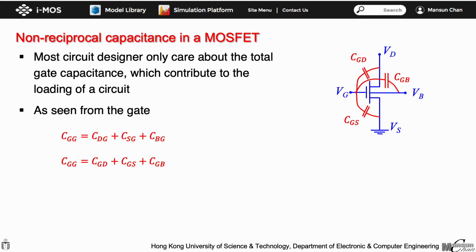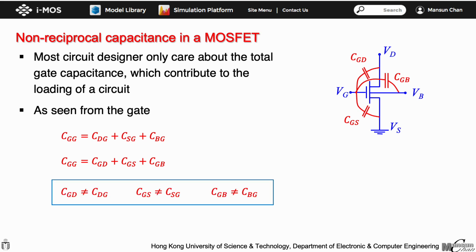Therefore, the total capacitance at the gate can be represented by the sum of three individual capacitors under the following two cases. The first one indicates the change of the gate charge with respect to the change of the other three terminals. The second one indicates the amount of charge change at the three terminals due to the change of the gate voltage. However, generally speaking, these capacitors are non-reciprocal. That is, CGD is not necessarily equal to CDG, and so on, in terms of both magnitude and sign.